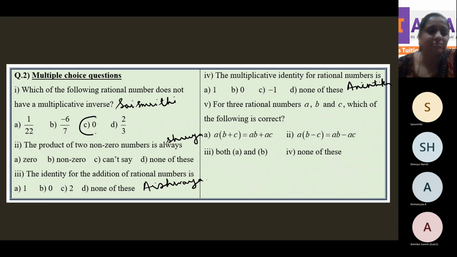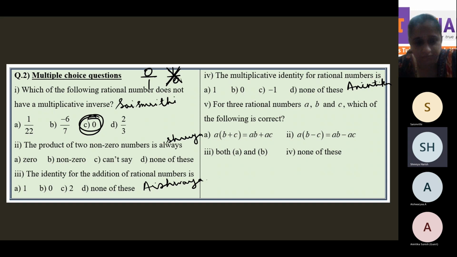Sai Smriti, you're right. But did you get the explanation now? Yes, ma'am. So 0 is 0 by 1, and its reciprocal is 1 by 0. But this is not defined. Division by 0 is not possible. So 0 is the rational number that does not have a reciprocal. Shreya, next one. The product of two non-zero numbers is always? It's actually non-zero, ma'am. Any other answer?